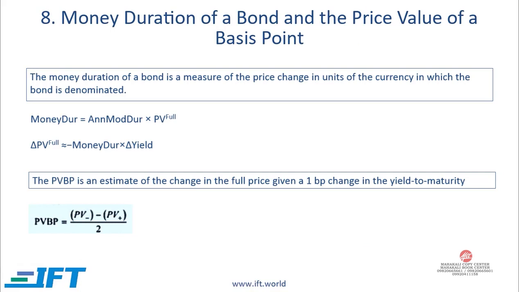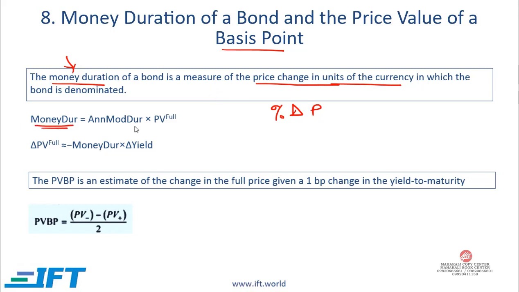We will now talk about money duration and the price value of a basis point. The money duration of a bond is a measure of the price change in units of currency in which the bond is denominated. The difference between this measure and what we've talked about earlier is that earlier duration measures talked about a percentage change in the price of a bond. This measure is talking about the dollar value change, or the currency value change, in the price of a bond.